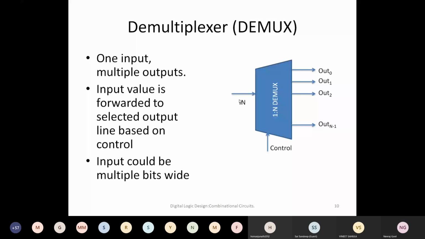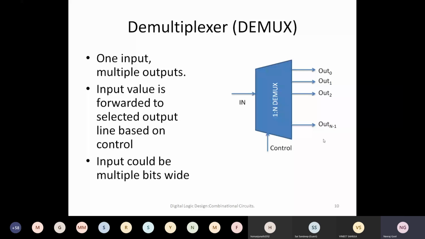So for example, if we consider this demultiplexer as a 1:4 demultiplexer, then if the control input is 0, then in would be copied to out 0. If the control input is 1, then in would be copied to out 1, and if the control input is 2, then in would be copied to out 2, and so on. So this way, your input is finding the correct route, where it should be sent. Okay, and like the multiplexer, here also my input and output could be multiple bits wide. So it could be 4-bit wide, 8-bit wide, based on the requirement of the design.